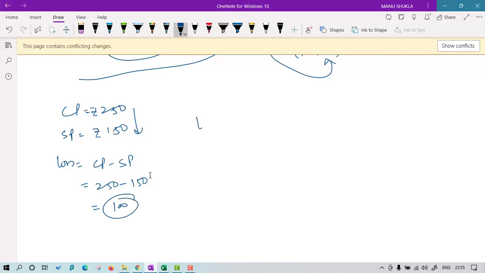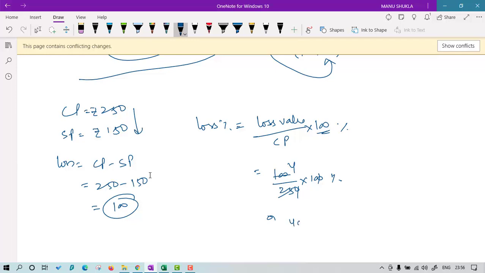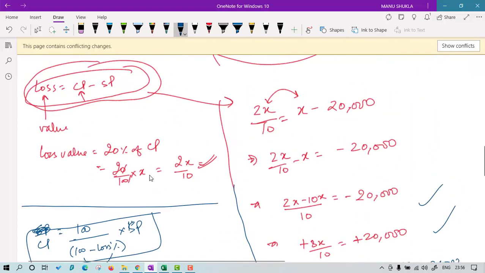Now we need to find the loss percent, and I told you to find loss percent or profit percentage you have to use CP only. So loss percentage is given by loss value upon what? Yes, the cost price, multiplied with 100. Whenever you multiply something with 100, it becomes a percentage. So let's put the value: 100 upon CP, which is 250, multiplied with 100%. Let's cut the 0. 25 4s are 100. 4 into 10 is 40%, is the answer. So 40% loss is there in this last part.